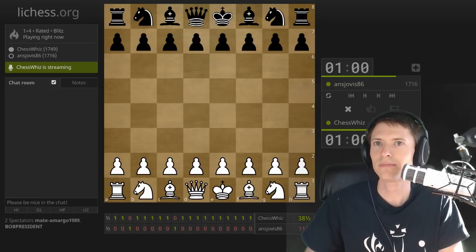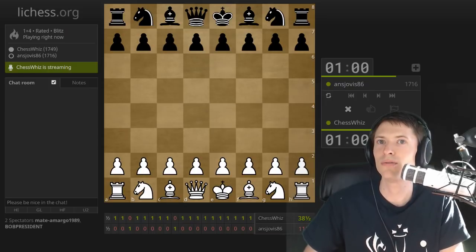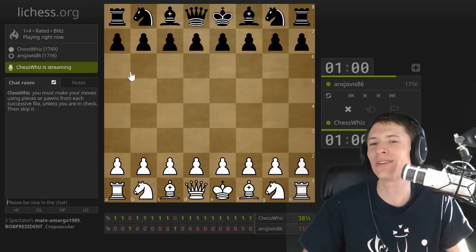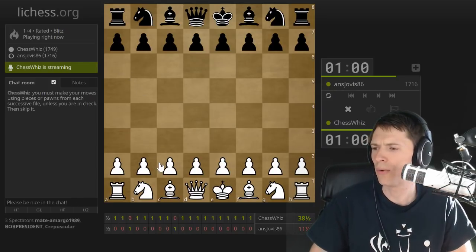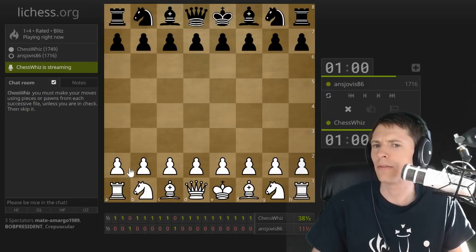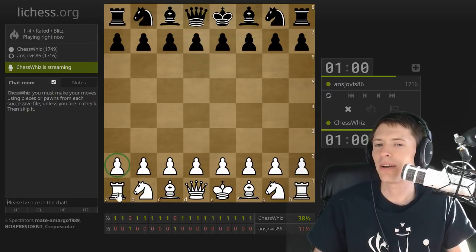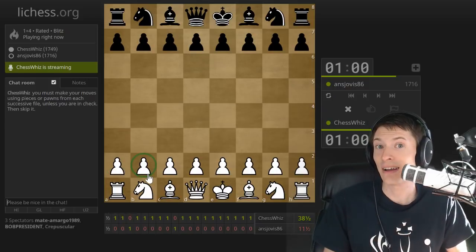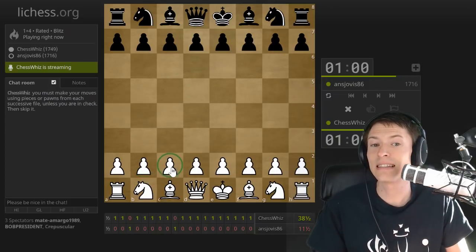You must make your moves using pieces or pawns from each successive file unless you are in check. Then skip it. Okay, it's a little complex because I am a complex creature. Also, if you don't follow the rules exactly, you have a forced checkmate. So this is an A file here. Yes, that's an A file. And now over here, this is a B file. How are you following? Is this making sense so far? Okay, so this is a C file.